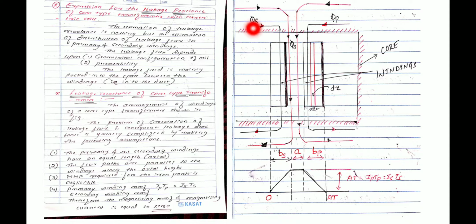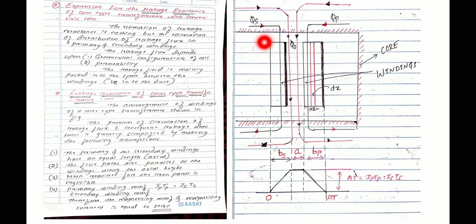Getting my point? So this is nothing but the core here. Inside the core, the window will be there. The window is nothing but the space for accommodation of the primary winding as well as the secondary winding. So these are the two windings we have shown here, this is the winding and this will be the core.